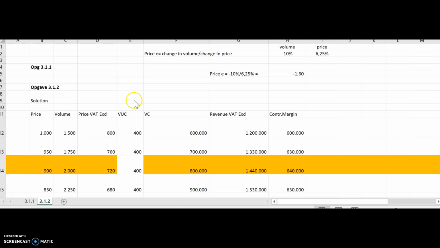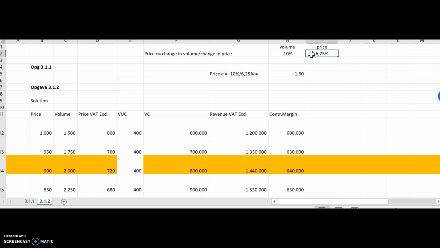First question, it is price elasticity, and the definition is a change in volume divided by a change in price. And it is on the price of 800, so you can see here that the change in volume is 250. On the basis of 2,500, it's a minus of 10%.